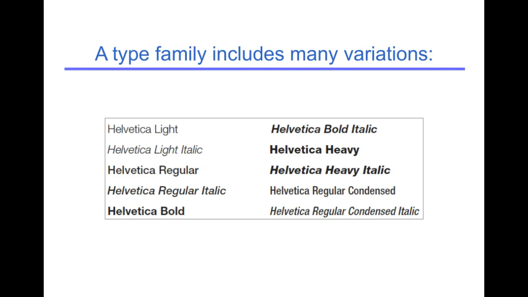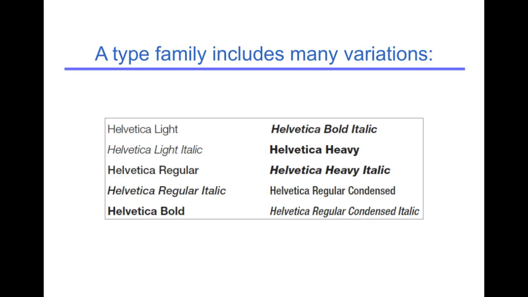So if you look at this image, you can see that there's a big difference between the Helvetica Light and the Helvetica Regular Condensed Italic. There's Helvetica Regular, Helvetica Bold, Bold Heavy, Bold Italic. So there's all different kinds of variations of a particular font that you can explore, again, to give your readers those visual cues to help him or her know.